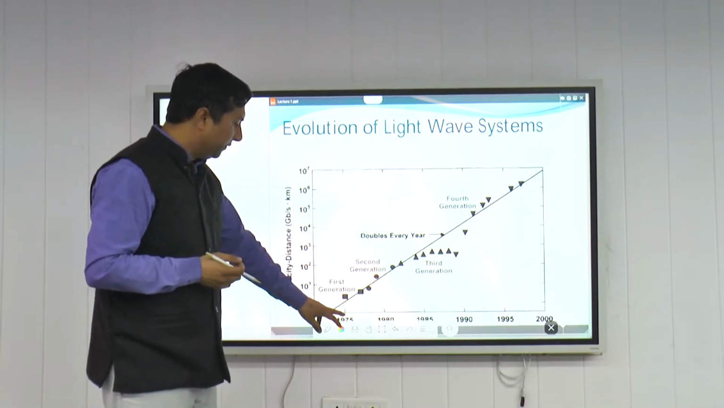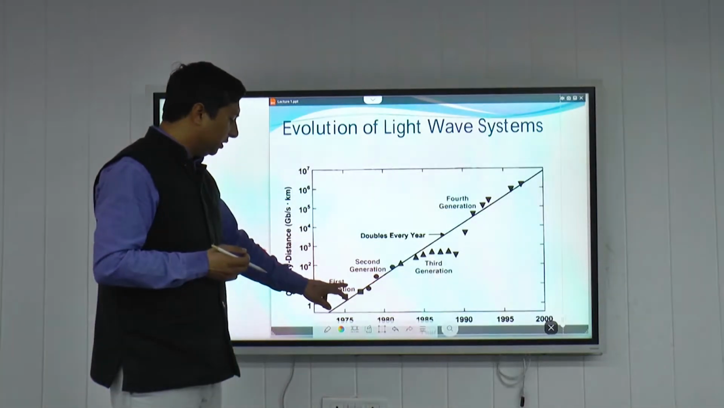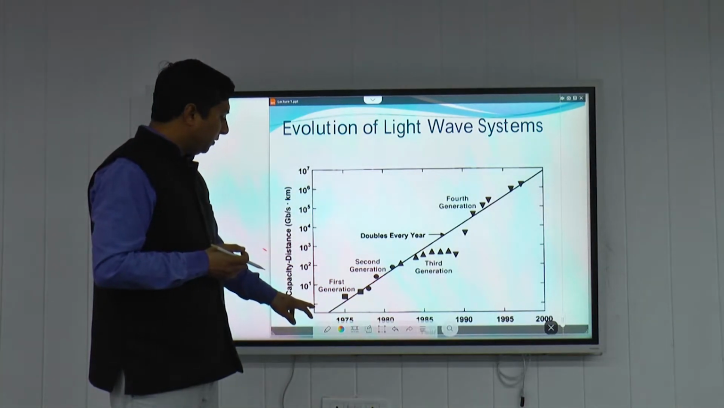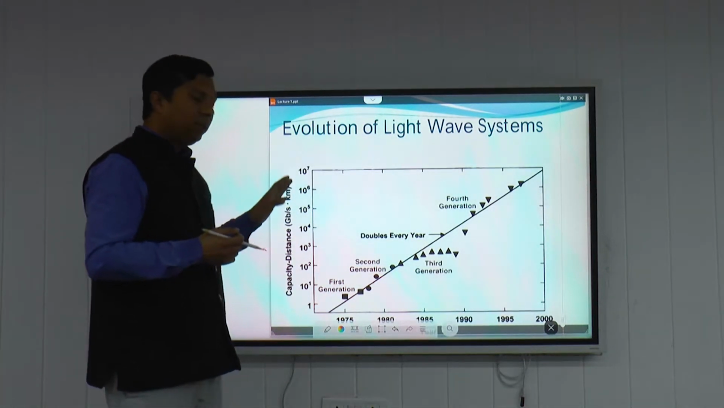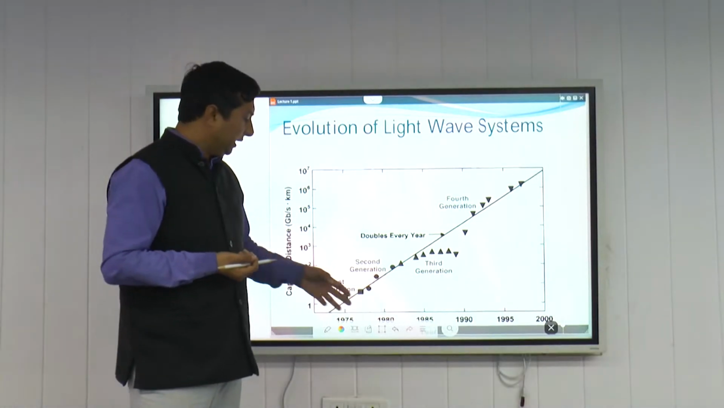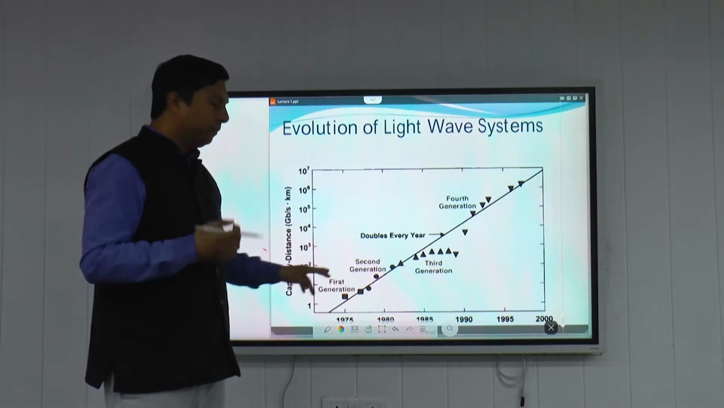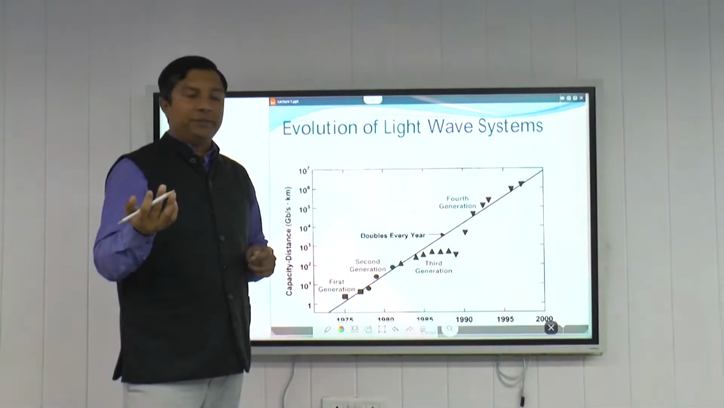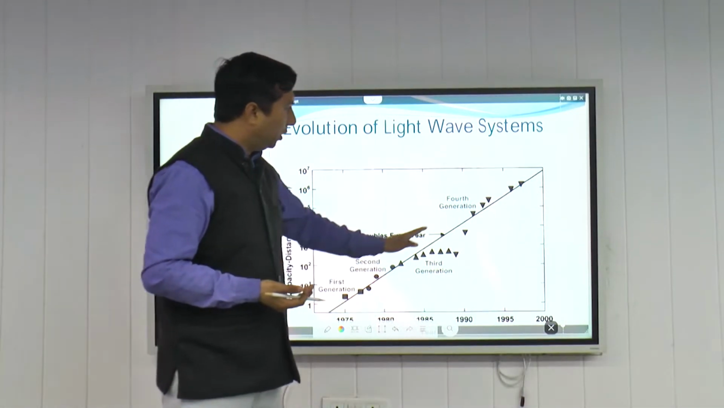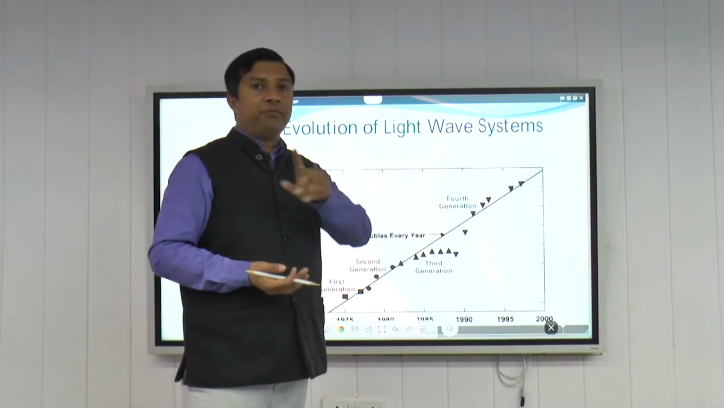Just like in 1975, the first generation system could transmit between 1 to 10 gigabits per second. Then second generation in 1980s, it could transmit up to 100 of gigabits per second, and so on up to fourth generation and fifth generation now.